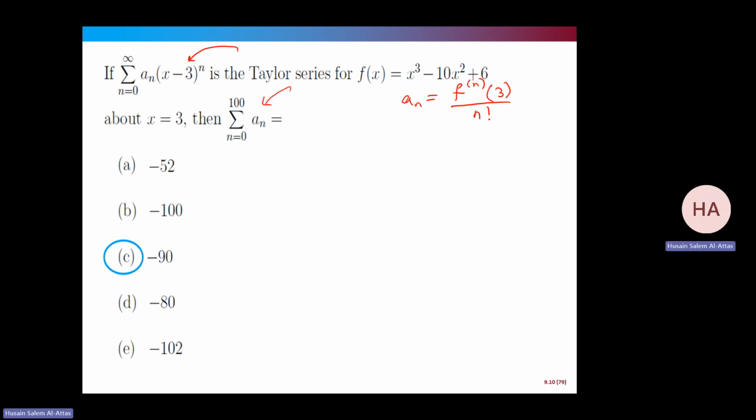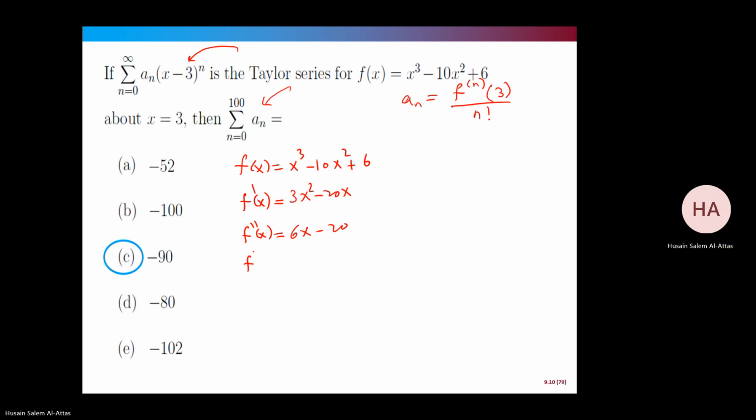Okay. Now, let me check this function. This is my function. What is its first derivative? First derivative is 3x squared minus 20x. Second derivative, that will be 6x minus 20. Third derivative, that will be 6. Fourth derivative, that will be 0. And the rest, that will be 0 for n greater than or equal to 4.